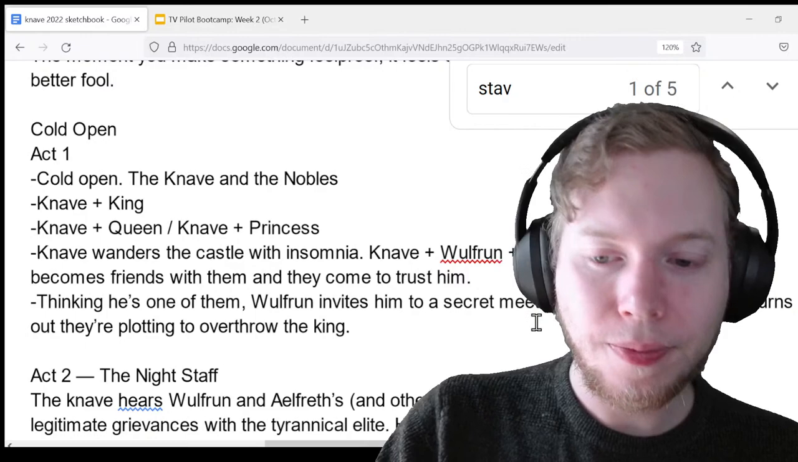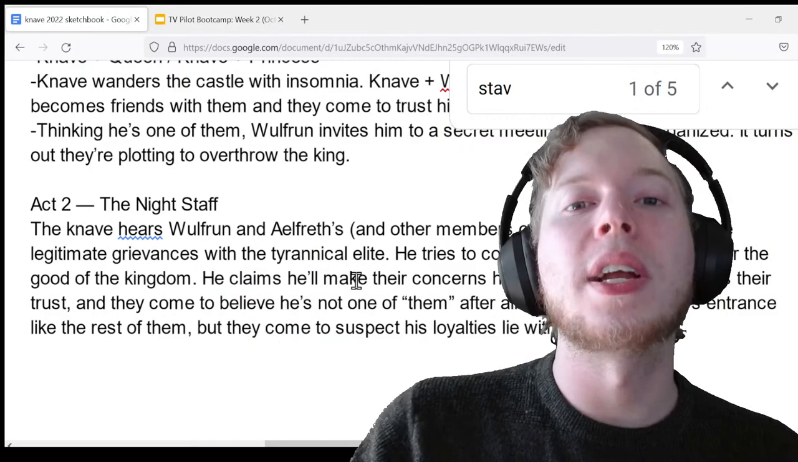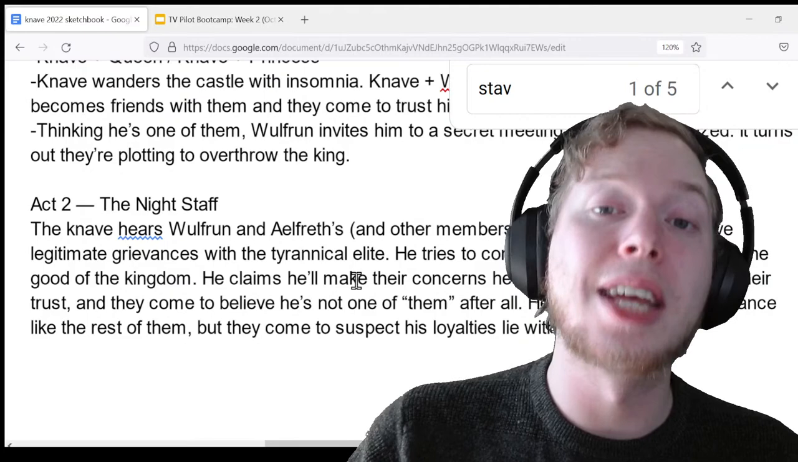I mean, like I said, this is just my first pass at this. But act two is going to focus on the knight staff. And now that we've gone from the upstairs to the downstairs, we're going to see the paupers and the poor of the kingdom. We're going to get their point of view in act two.